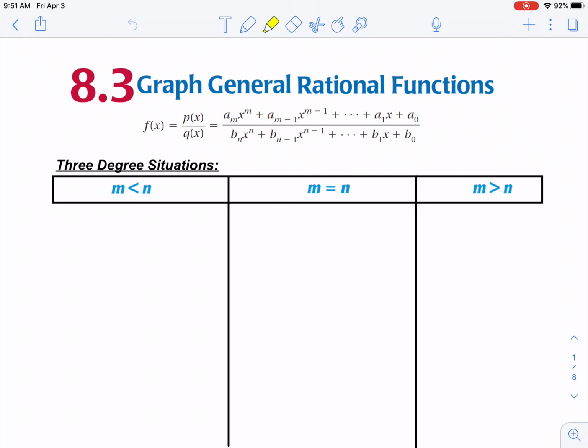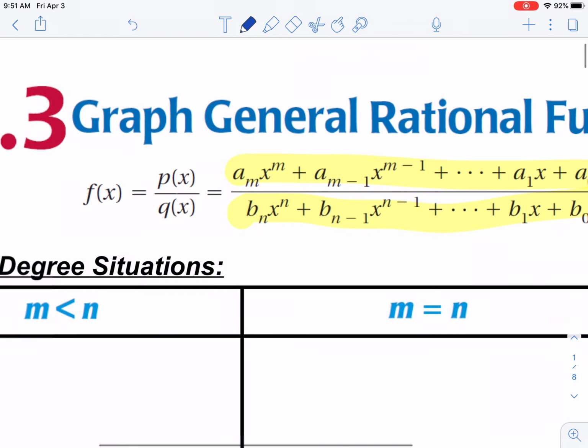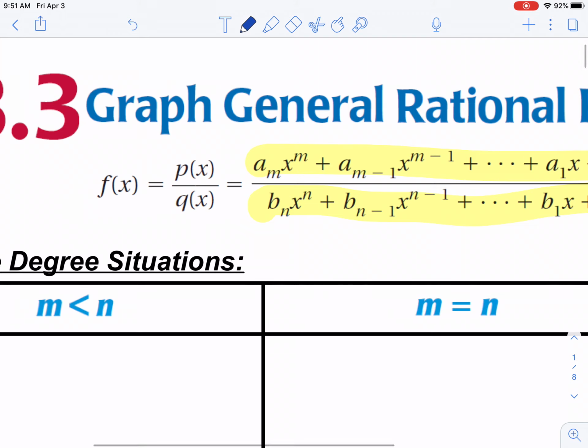Now, first thing I want to mention is don't get freaked out about all this right here, okay? I'm going to explain that real quick in a very simple diagram. How many of you guys remember what the degree of a polynomial is? The degree of a polynomial, remember, is the largest exponent on the polynomial. And so what we have here is we're talking about functions that have a fraction, and we're looking at the degree of the numerator and the degree of the denominator, m and n, the largest exponent.